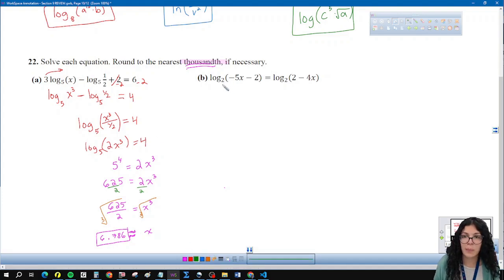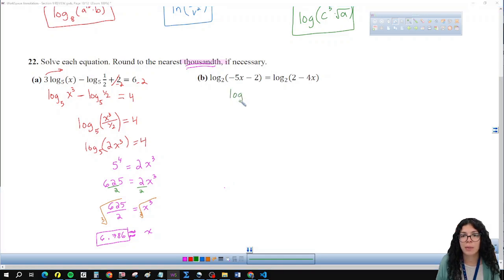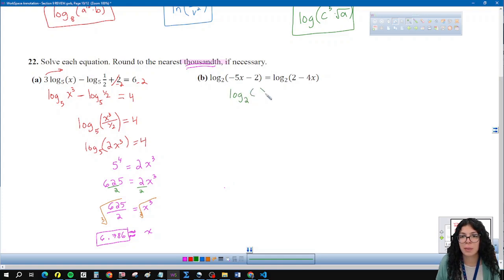Okay, let's go ahead and do part B. Now, part B, we have log base 2 of some number equal to log base 2 of some number. So if I'm doing the log base 2 and that equals another log base 2, then the two numbers here must be equal to each other, right? So that tells me that negative 5x minus 2 has to equal 2 minus 4x.